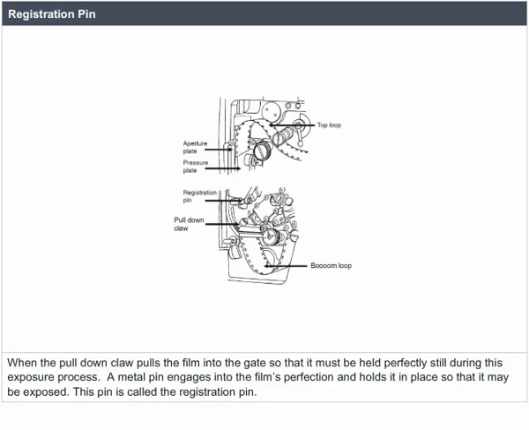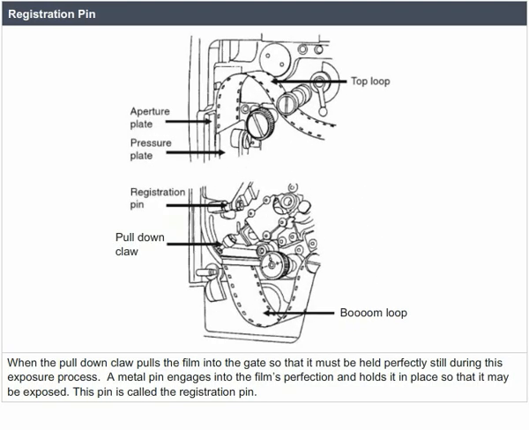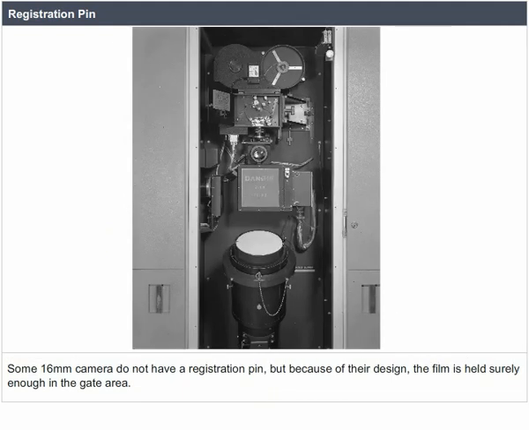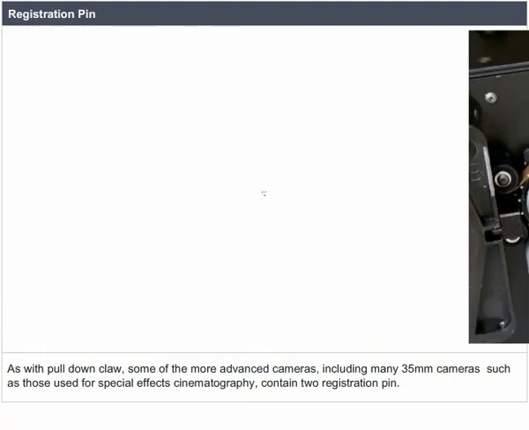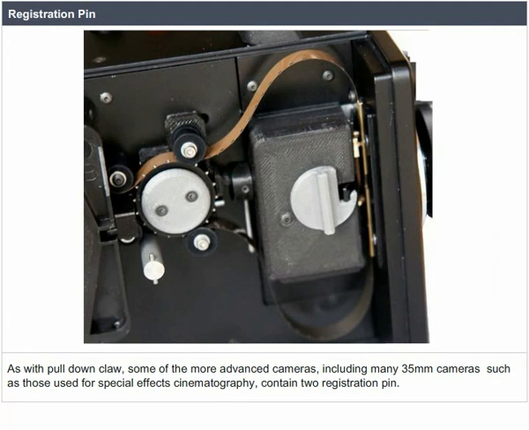Registration pin. When the pull-down claw pulls the film into the gate so that it is held perfectly still during the exposure process, a metal pin engages into the film's perforation and holds it in place so that it may be exposed. This pin is called the registration pin. Some 16mm cameras do not have a registration pin, but because of their design, the film is held securely enough in the gate area. As with the pull-down claw, some of the more advanced cameras, including many 35mm cameras, such as those used for special effects cinematography, contain two registration pins.